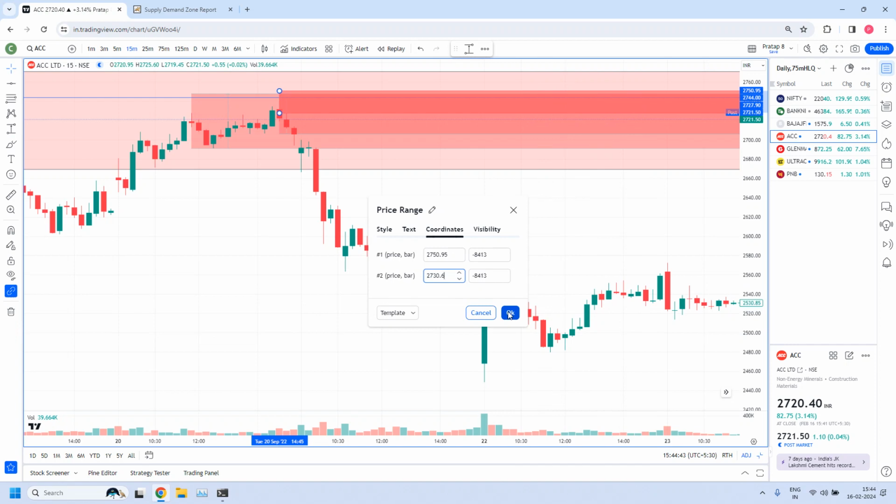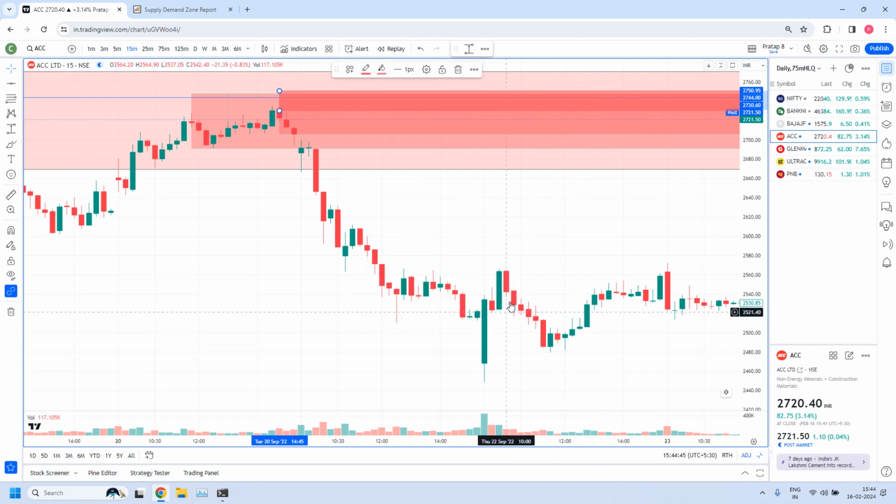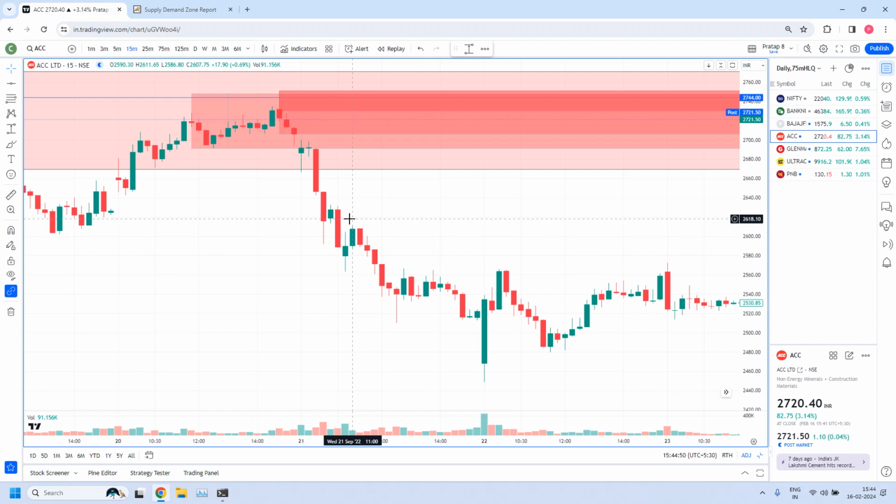And click OK. Automatically the zone will be adjusted. So within the coordinates the zone is adjusted. But here zone high and zone low in our NeoStock report, that is type 1 proximal. Zone high is because this is the supply zone, zone high is the distal line. That is our stop loss.